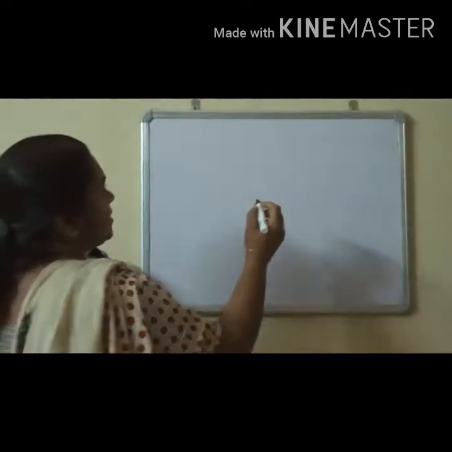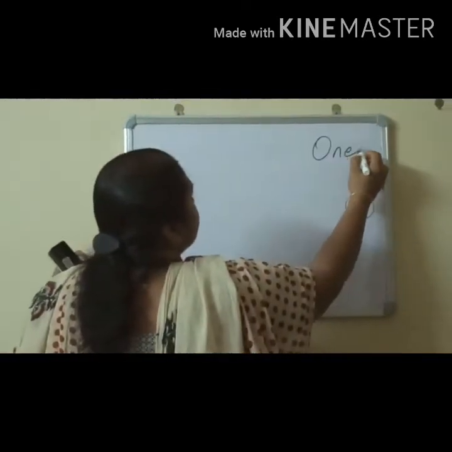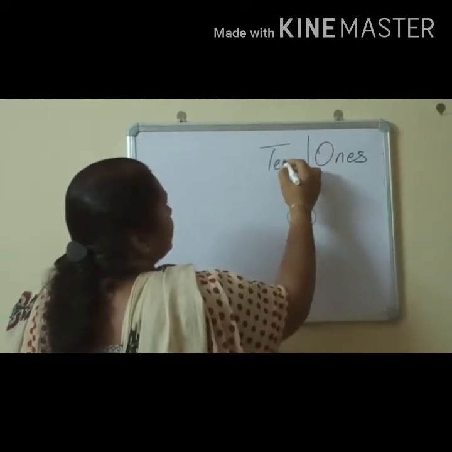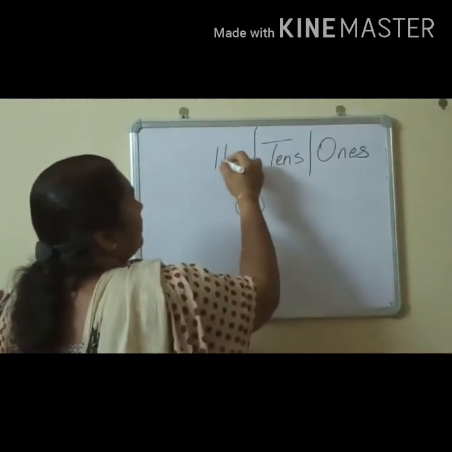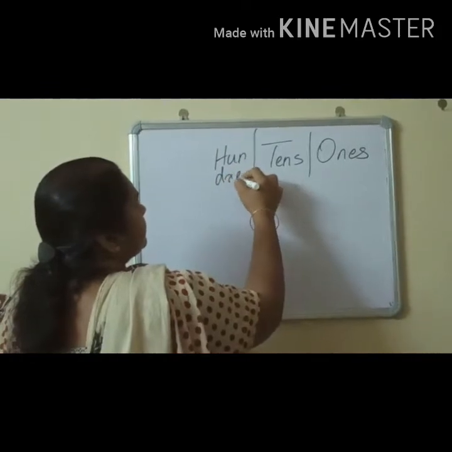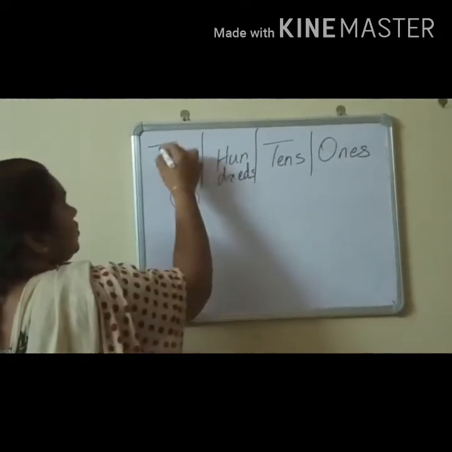Children, last day we have found how to form a 4-digit number, and the place value chart also we have studied. That means ones, tens, hundreds, thousands. Don't you remember? I'll show once more. We have ones, tens, hundreds, thousands.